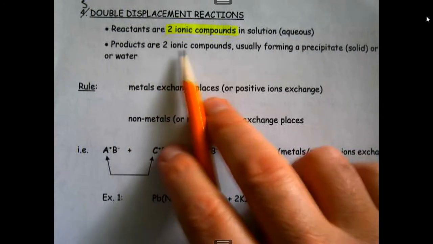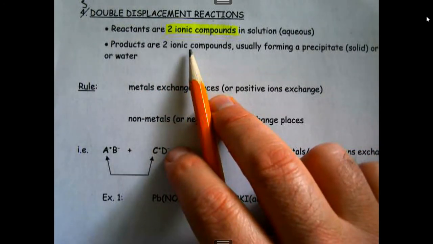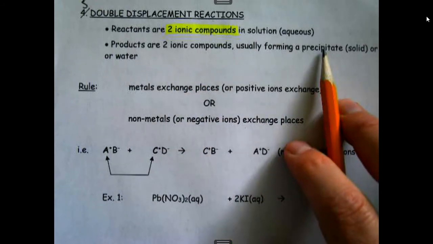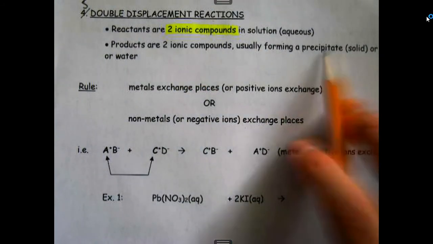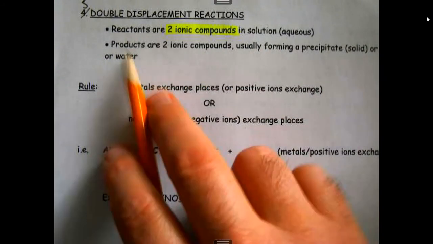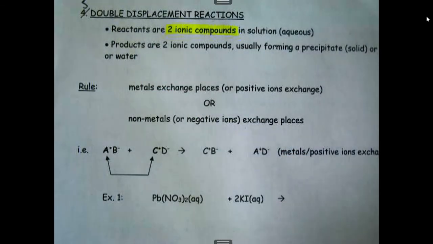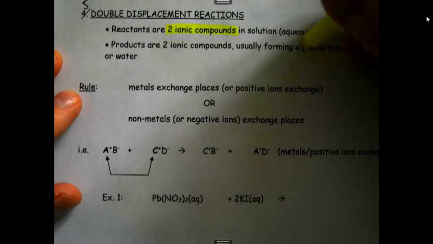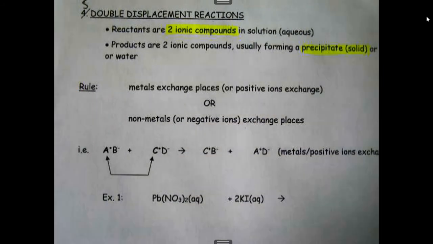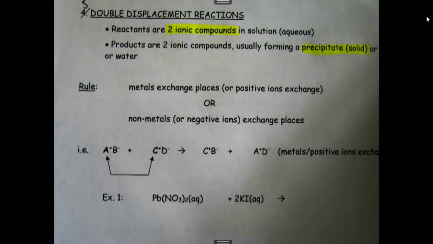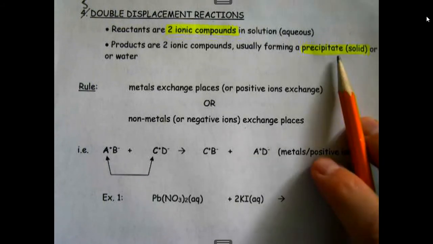All right, products here are also two compounds, usually in the form of some sort of precipitate. There can be a gas formed, or there's water. Now, what we're going to be mostly focused on in this course is looking for a precipitate. We will also mention how gases can be formed from this, and also water. But we'll be mostly looking for the presence of a solid, which is a precipitate.